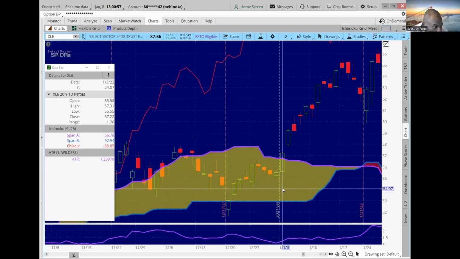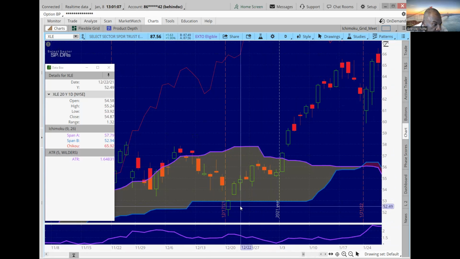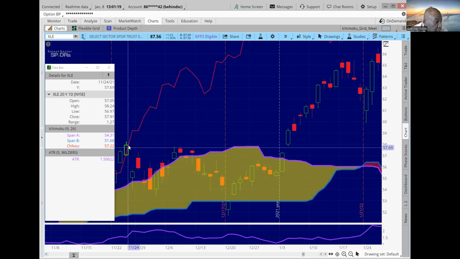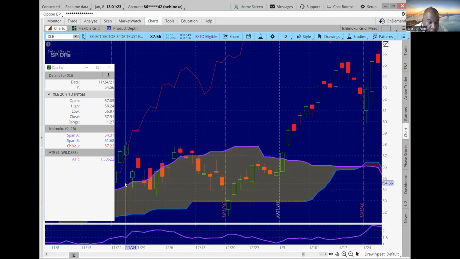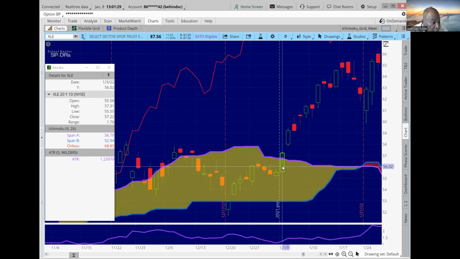Take a look at this one. We get a close above the cloud. Now we count back 26 days. 1, 2, 3, up to 26. 26 days before, this red line is above the cloud. That's our confirmation. We get a close above the cloud, and 26 days ago, the Chikou was above the cloud.